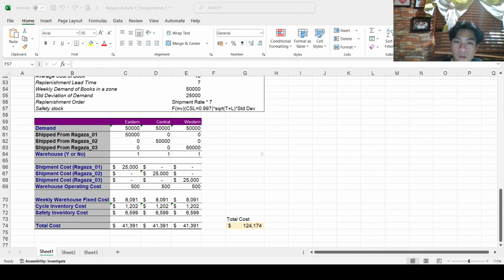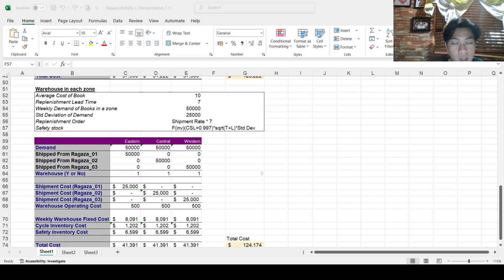So moving on to the table, we can see that there is now 50,000 in each region, in which now, as it indicates that the warehouse has in each region, in the central, eastern, and in western. So now there is a one or a yes in each region for this column. So for this shipment cost from each region, the formula from the previous tables stays the same, while for the shipment cost from each region follows the same placement and formula as well.